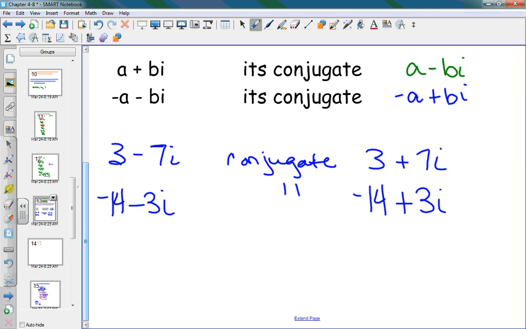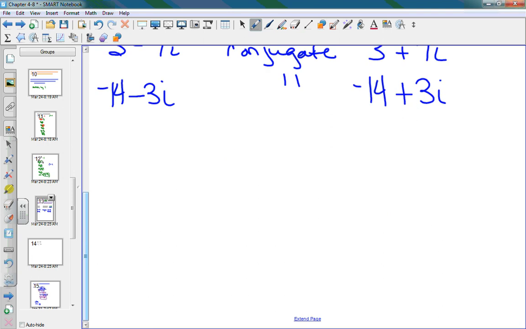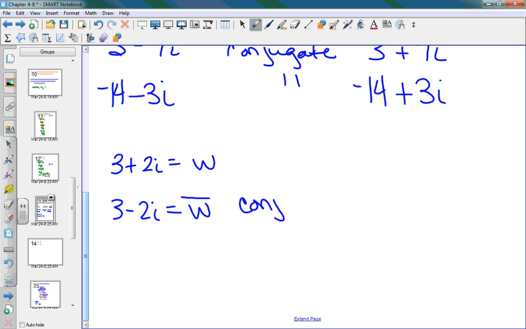Another way to talk about conjugate, if I have 3 plus 2i is equal to, let's say, w. The conjugate would be 3 minus 2i, and we label that as w with a bar over top of it. That bar indicates that it is conjugate notation. Kind of important notation to remember.